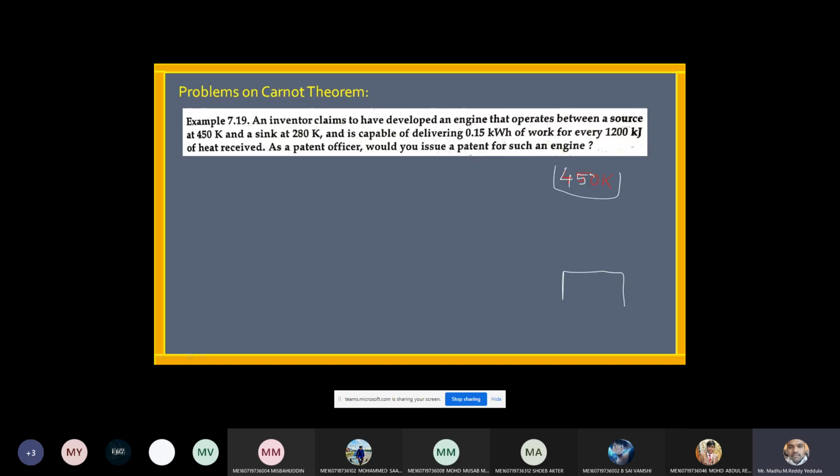Right. An inventor claims that an engine operates between a source temperature of 450 Kelvin and a sink temperature of 280 Kelvin. So the heat engine is operating between these two temperatures. This is the engine, and it is capable of delivering 0.15 kilowatt hour of work. The units are very important: kilowatt hour, for every 1200 kilojoules of heat received. As a patent officer, would you issue the patent to such an engine?